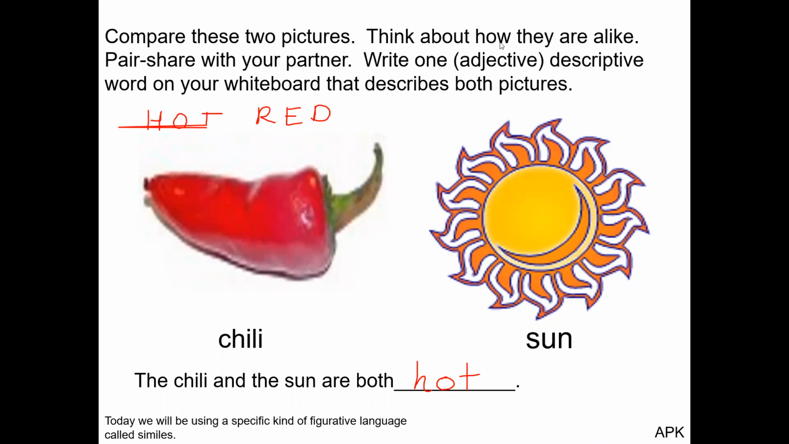A simile is dealing with like and as too. Say it again. A simile is dealing with like and as too. Very good. A simile is a comparison using like or as. So when you compare two things, but you use like or as, it's a simile.